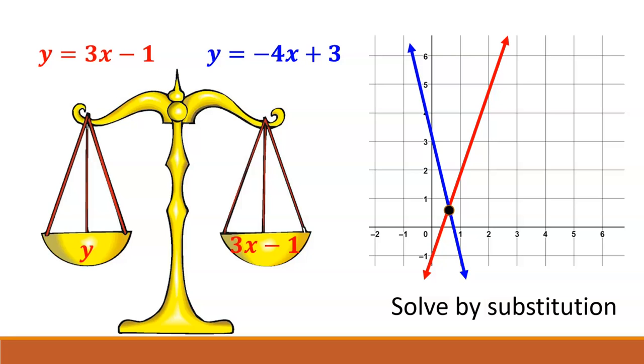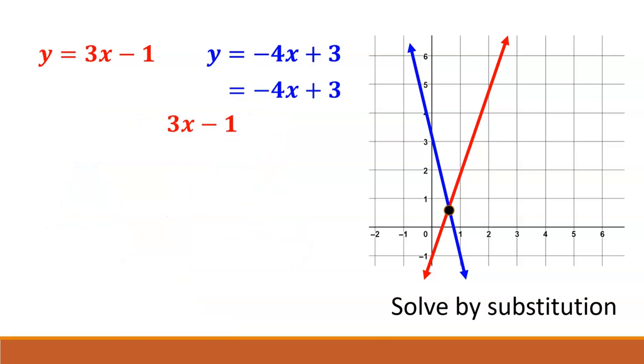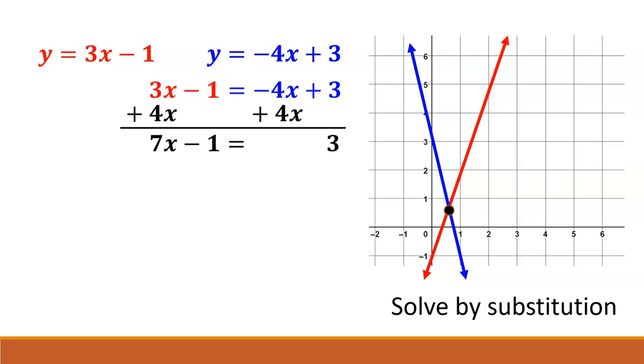The second equation says y equals -4x plus 3, and the y in that equation we now have a substitution for. We know because of the first equation, y and 3x minus 1 can be exchanged. So when we do that substitution, we have an equation that only has one variable in it, the variable x. So now let's solve for x. We'll add 4x to both sides of the equation, add 1 to both sides of the equation, and then divide both sides by 7.